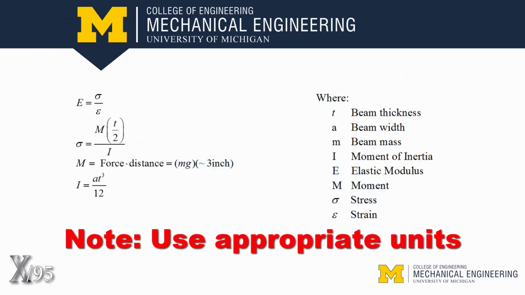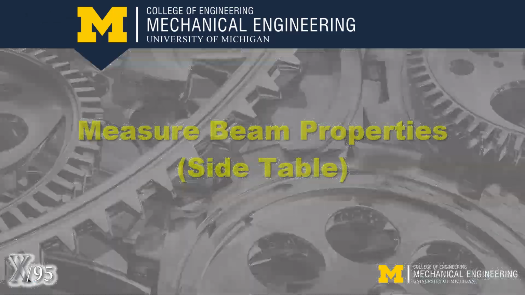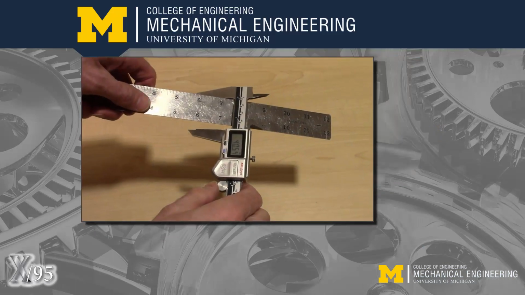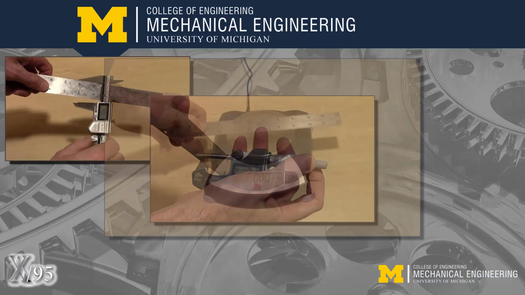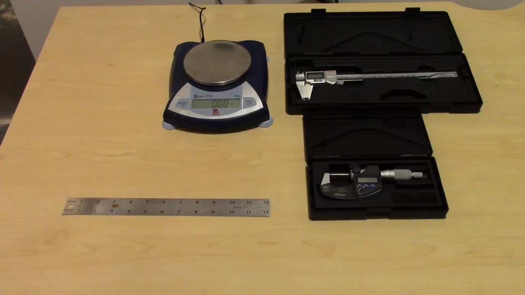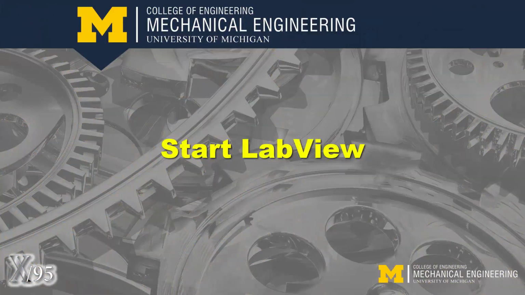From statics, recall the equations for a cantilever beam. Before any of the equations can be utilized, some basic parameters need to be measured, such as the beam width, beam thickness, and overall mass, which is conducted on the side table using a surrogate ruler. LabVIEW is utilized to measure the remaining parameters.